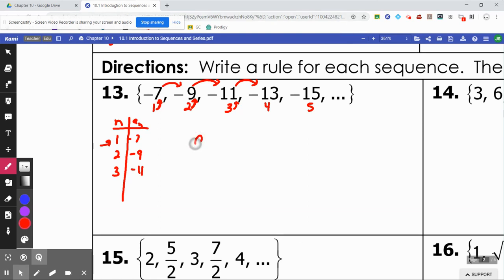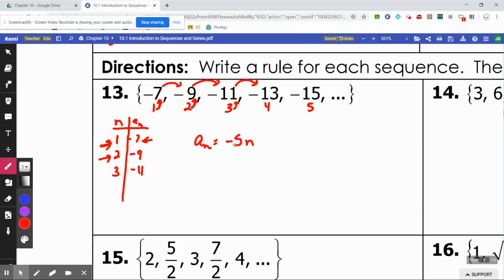In order to find my A of n, if I were to multiply something by this value, well, let's try to multiply some values. Let's try maybe -6 times my n value. And then how would I get the -7 from that? Well, I would subtract 1. Let's see if it holds for the next one. -6 times 2 is -12. -1, no, that's a little bit too low. So let's try something different.